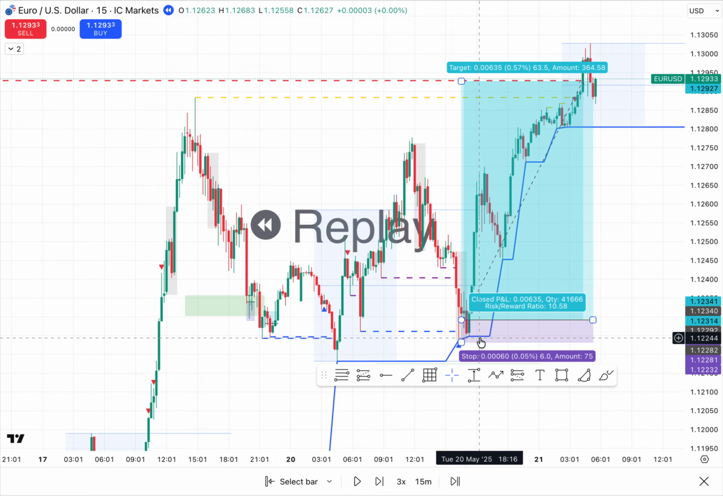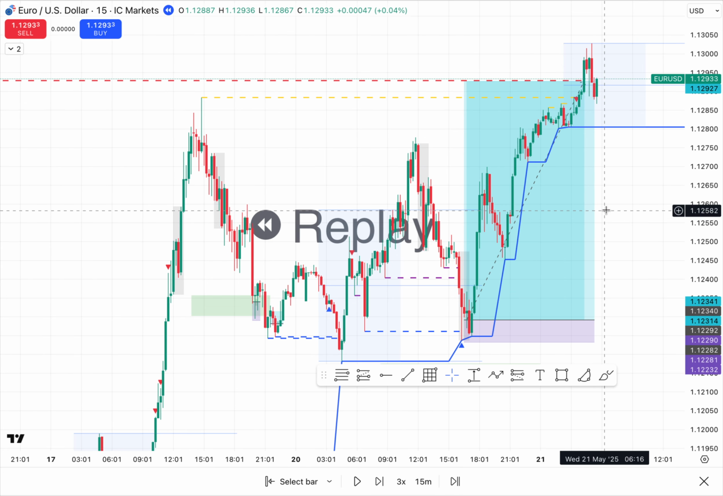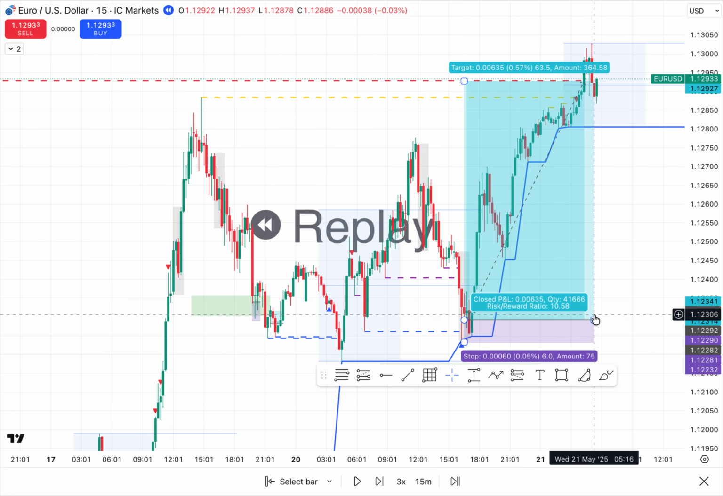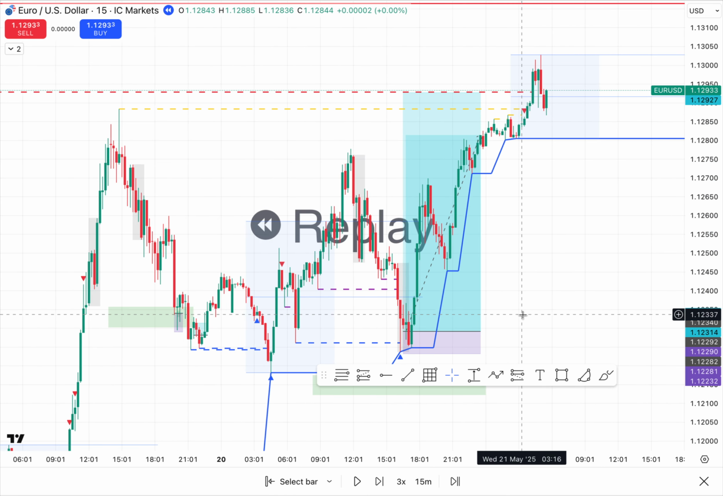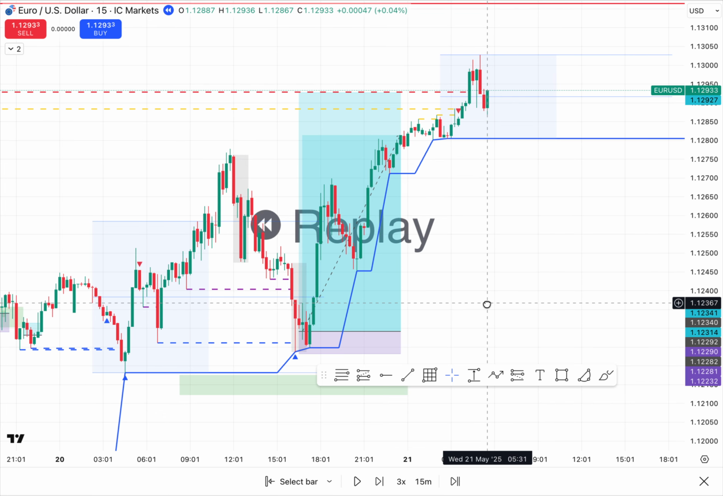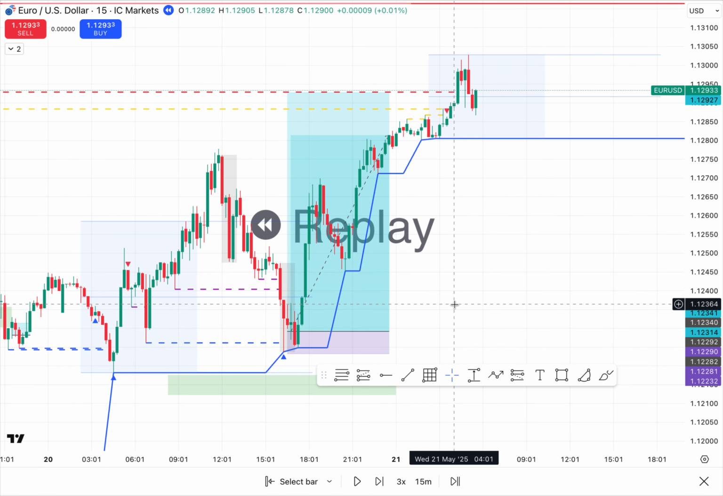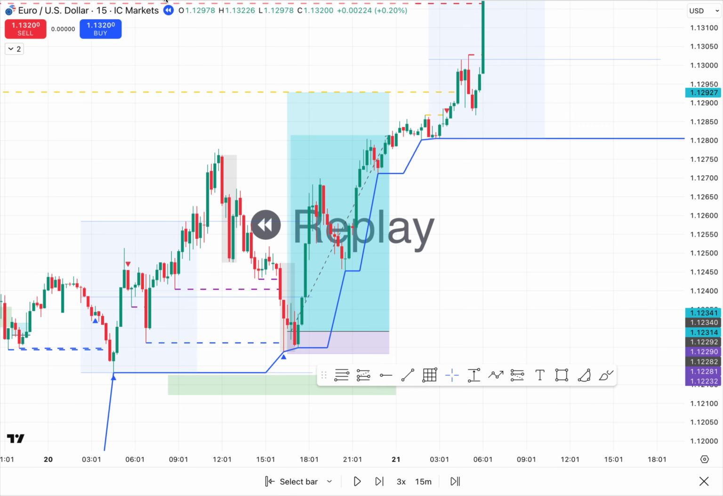This time, however, we're on the right side of the market. We took the trade. Off we go. Yalla. 10.58. Best trade thus far of the backtesting session. Very happy that this happened. So we're now on Wednesday. Wednesday is a new day. We have to understand that. Let's see the higher time frame.